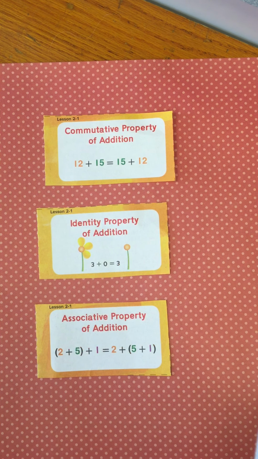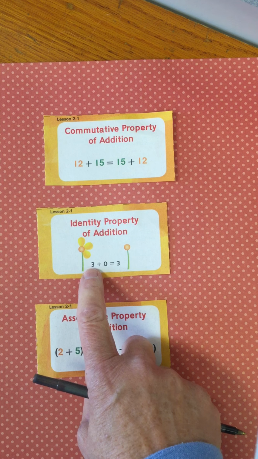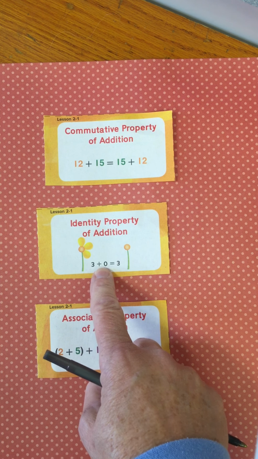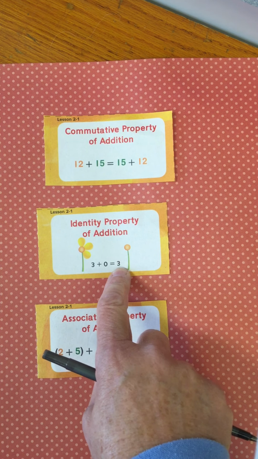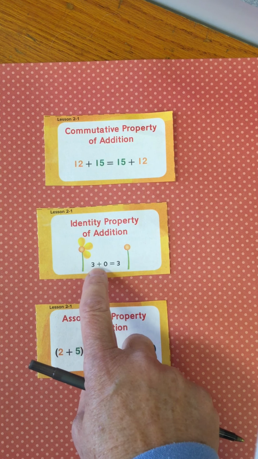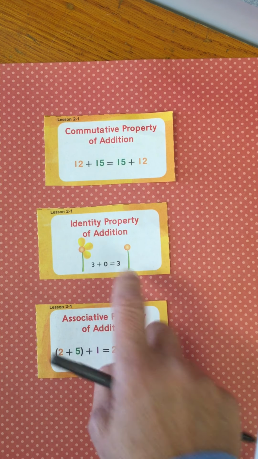The next property is the identity property, which tells us when we add a number plus 0, we get that number. So you can see 3 plus 0 is 3 there.